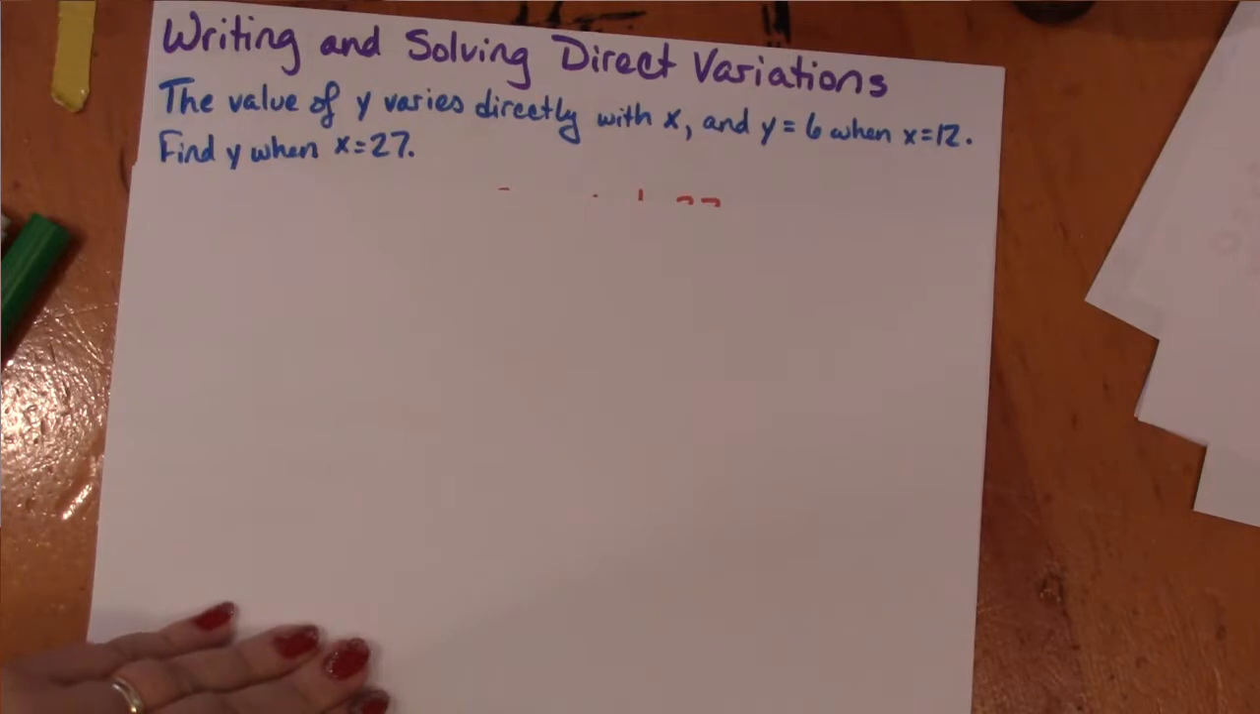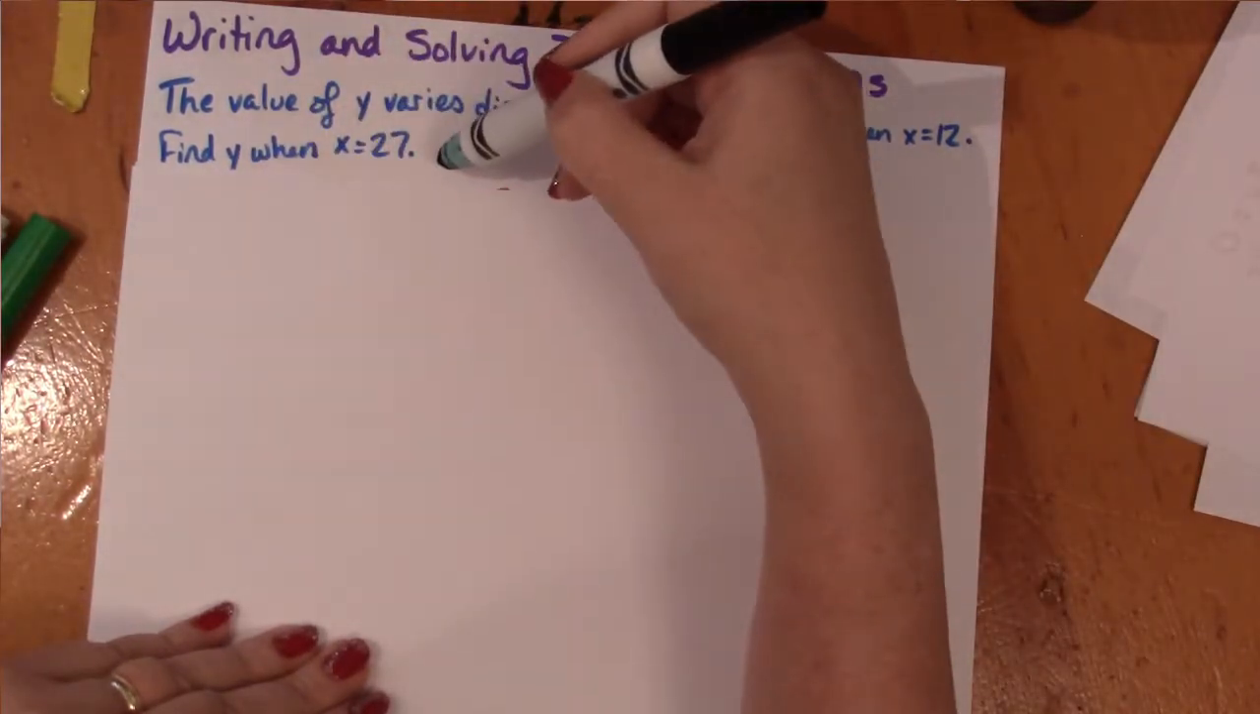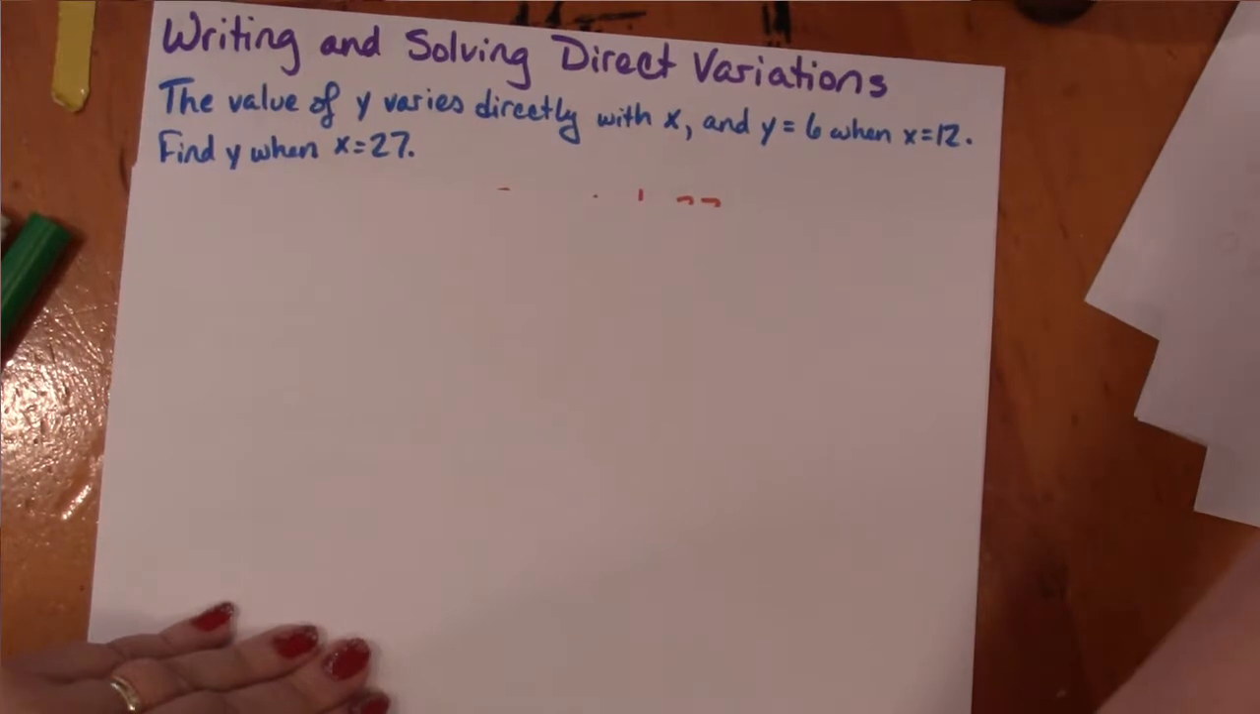So the question sounds like this. The value of y varies directly, which means it falls into the y equals kx category, and y equals 6 when x equals 12. Find y when x equals 27. There are two ways you can do this.